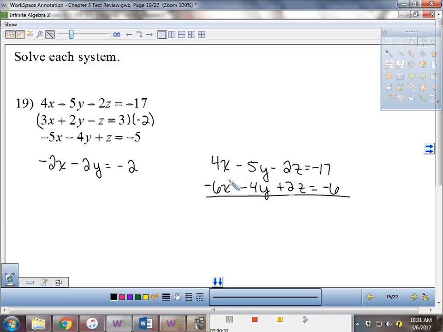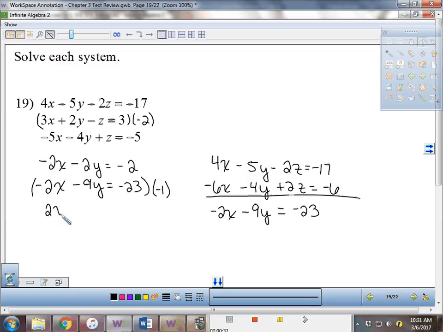So add them together. That gives you negative 2x, negative 9y. The z's cancel, and then you get negative 23. So I'm going to stick that over here with this other equation. It would be really easy to eliminate the x because both of these are negative 2. So I just need to multiply one of these by a negative 1. I'll just do the second one. So that gives me a positive 2x, a positive 9y, and a positive 23.